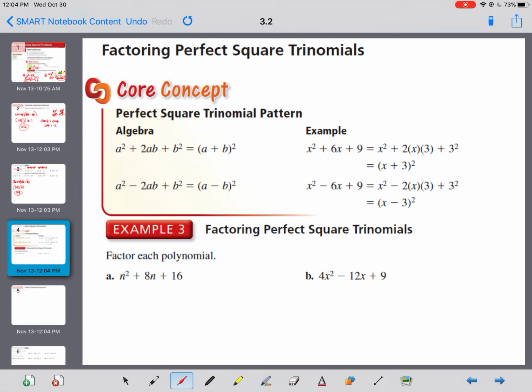The next kind of special pattern. So the first one is difference of squares: two squared things, a binomial with a minus in between. Both have to be a squared type. The other one is a perfect square trinomial.